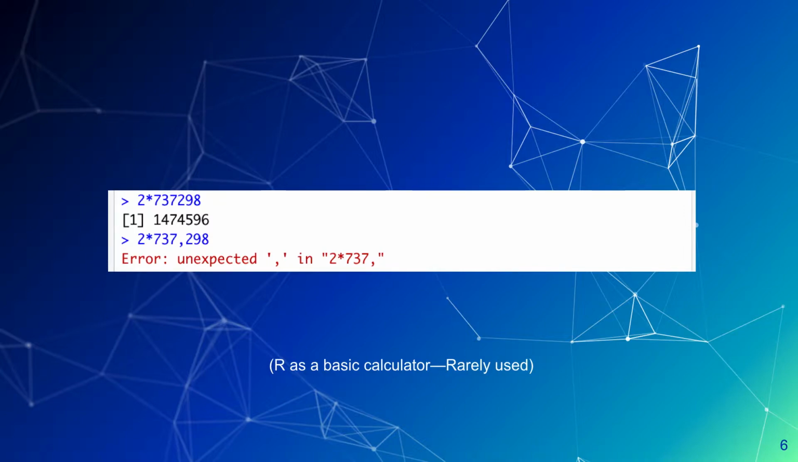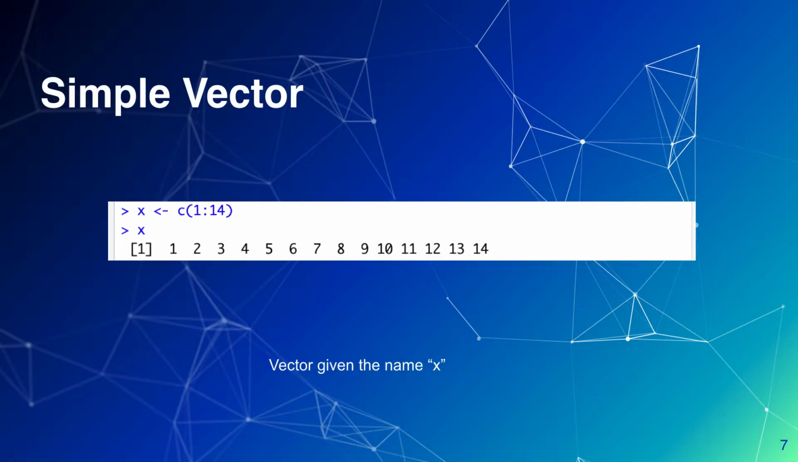Now, what happens in the next one? I get another error. Well, that's because I put a comma in. Commas are used in R to separate parts of arguments or parts of vectors. They're not used in numbers. So that's why it gave me that long 147,000 number without a comma. And then when I tried to use a comma again in the next equation, it returned an error message.